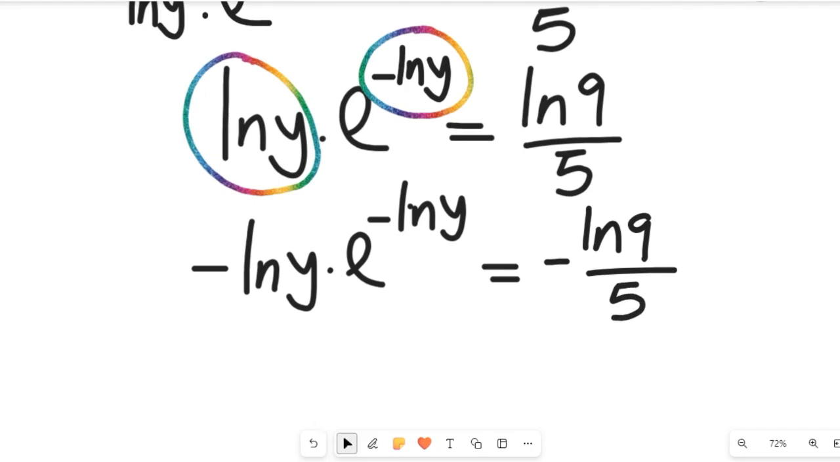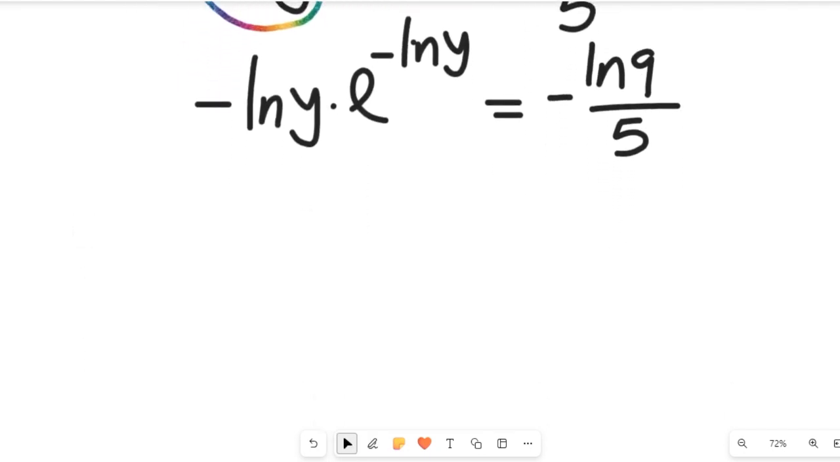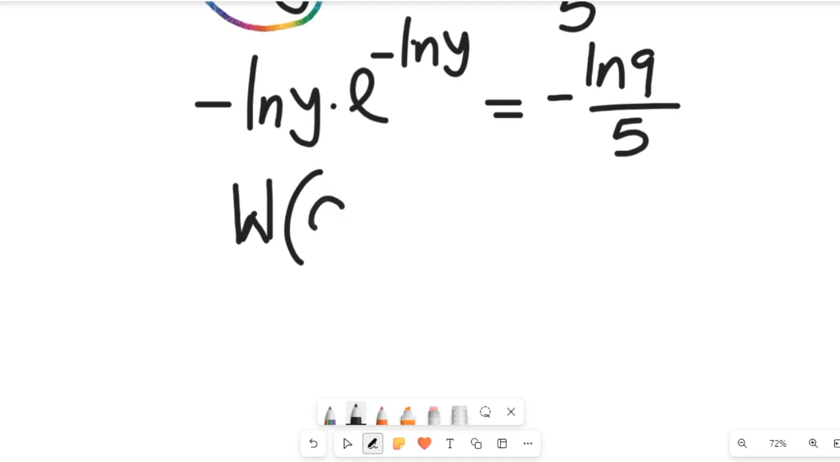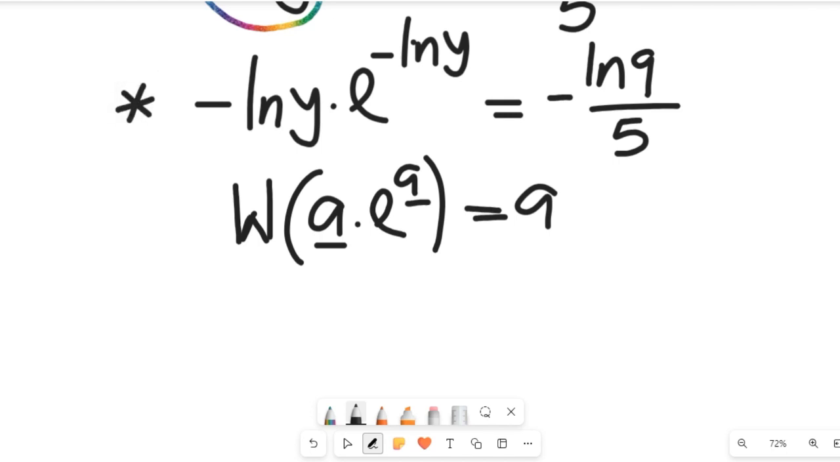Great. Now you see, the reason why we did that is so that we can easily apply the Lambert W function. And what does the Lambert W function say? The Lambert W function states that if we have the W function of a value a multiplying the exponent, the natural exponent of a, that this value will be equal to a. So you see, we have the coefficient being same with the what? With the exponent.